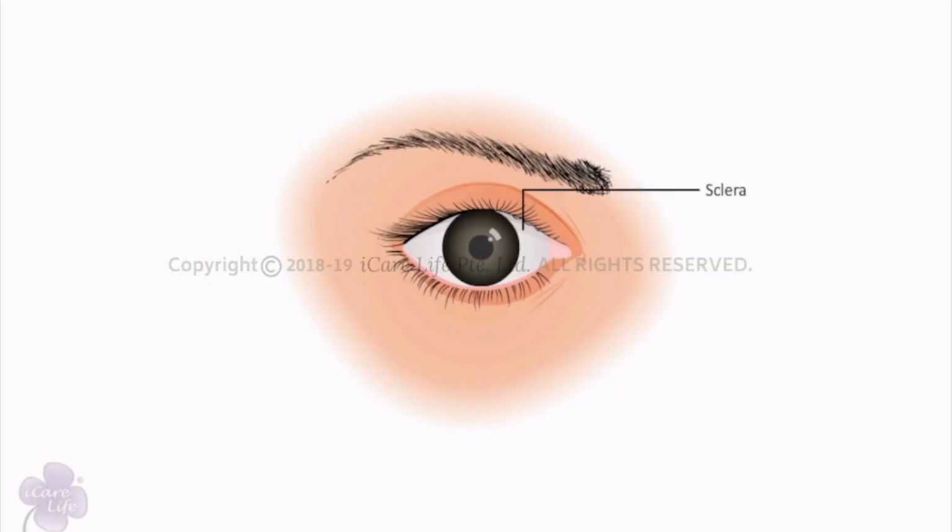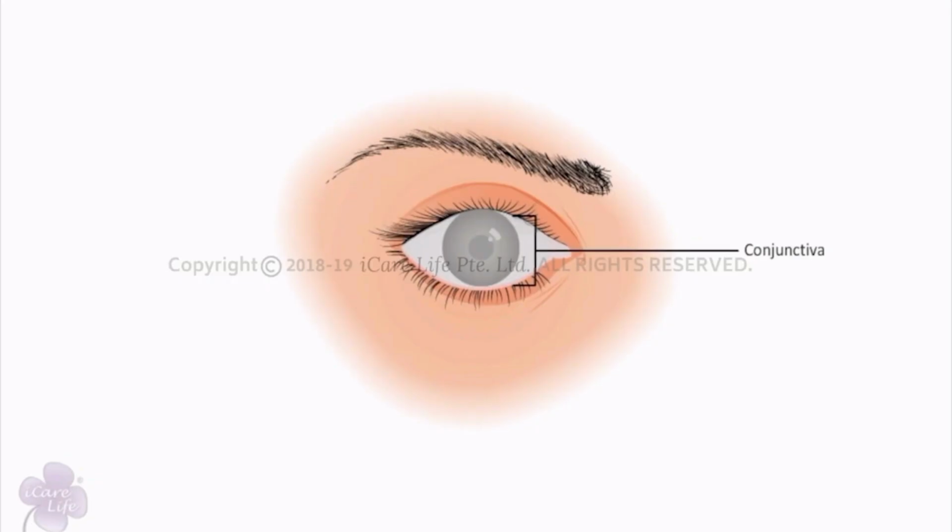The white part of the eye is sclera, which covers and protects the eyes. The dark central part of the eyes is pupil. It is an opening from which the light enters the eyes. The colored ring around the pupil is iris. The muscles in the iris help in making the pupil larger in dim light and smaller in bright light.